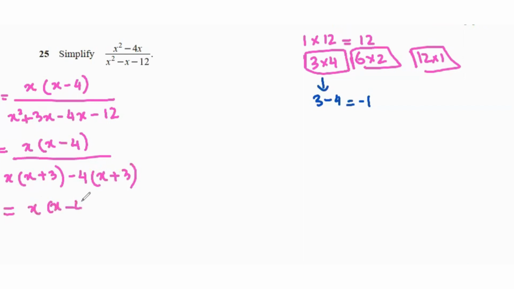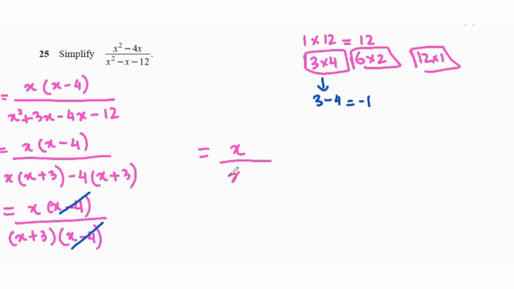The numerator remains as it is right now. Between x and negative 4, we have x plus 3 common, so the next bracket would have x minus 4. As you can see, we have an x minus 4 in the numerator and denominator. So we cancel those out and we're left with x over x plus 3. That is your answer.